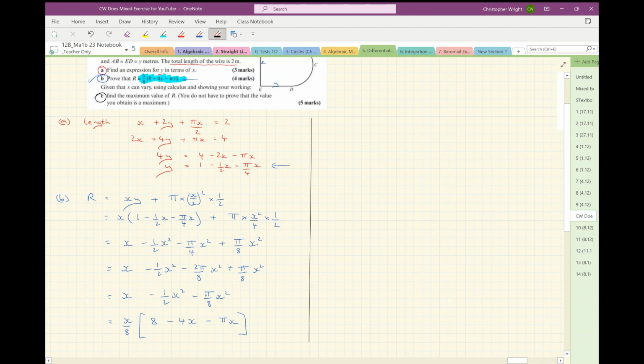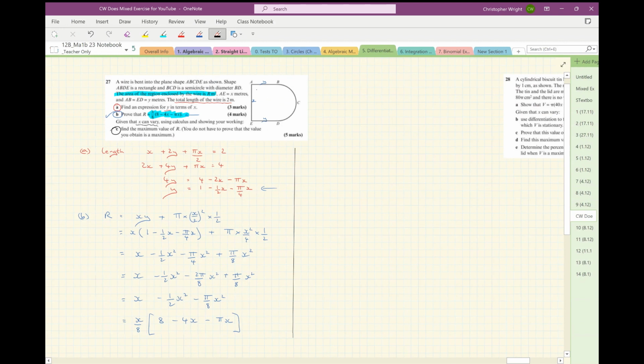Part C. Given that x can vary, well of course x can vary because they can make the plane shape here as wide as they like, can't they? Given that x can vary, using calculus and showing your working, find the maximum value of r. You do not have to prove that the value you obtain is a maximum. Okay, well, I've got an expression for r here. I'm going to use the unfactorized version: x minus a half x squared minus pi over 8 x squared.